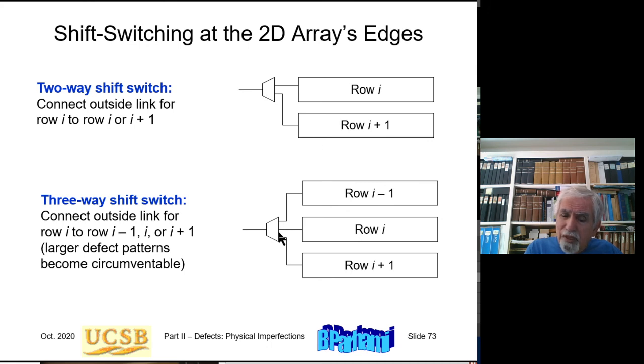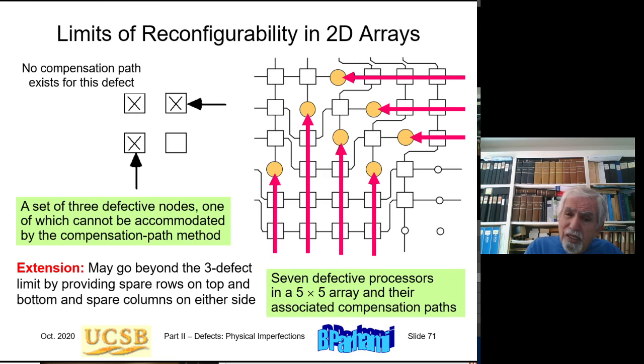This is a more elaborate shift switch. It's basically a demultiplexer, a three-way shift switch that allows the signal to go through, be shifted up, or be shifted down, whichever we choose. And that would be useful, I forgot to mention, if I decide to provide, so I said I have a spare row here and a spare column here, nothing stopped me from providing a spare row at the top and a spare column at the left, more redundancy, therefore more tolerance.